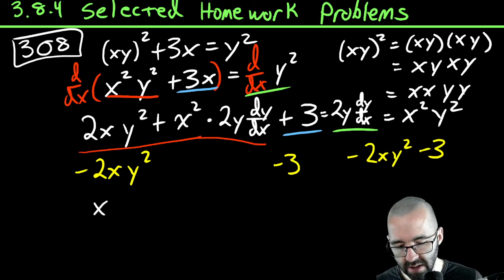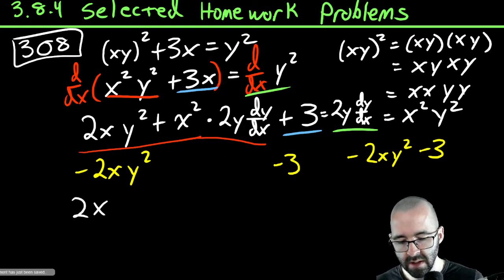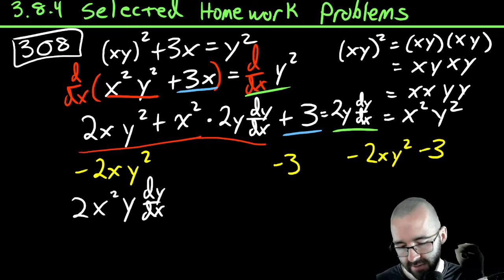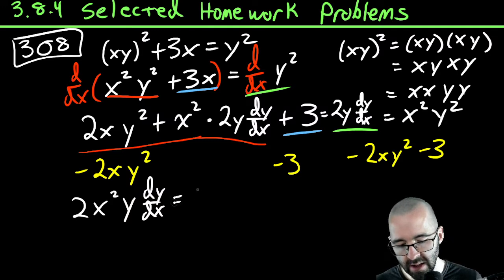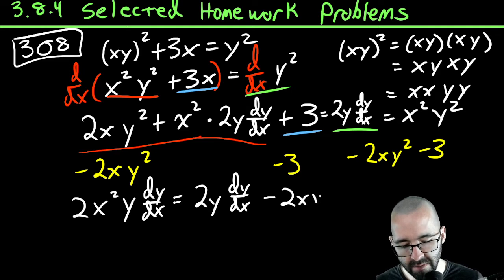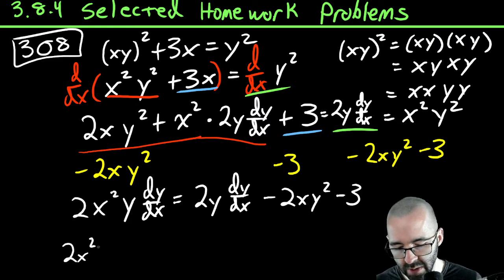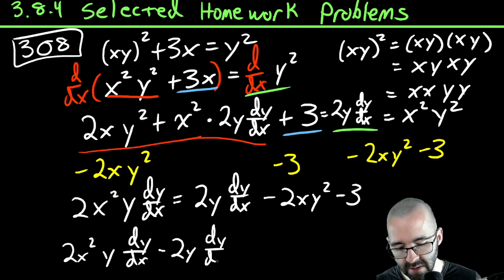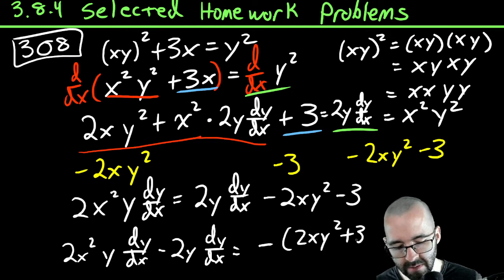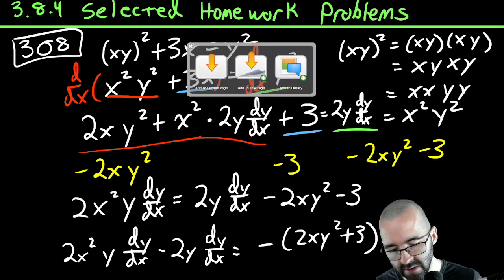And that'll give us, let's rewrite this term right here, 2x squared y dy/dx. And then we eventually need to move this term over as well, but we don't have to do it yet. Now let's subtract it over, and we'll get 2x squared y times dy/dx minus 2y times dy/dx. Now let's factor out a negative 2xy squared plus 3. Factor and solve for dy/dx, and we'll be good to go.